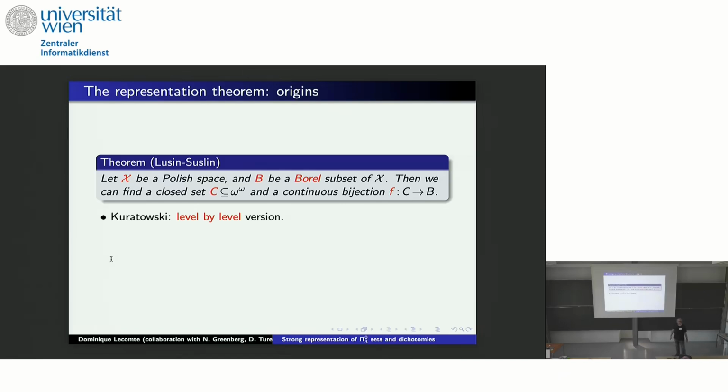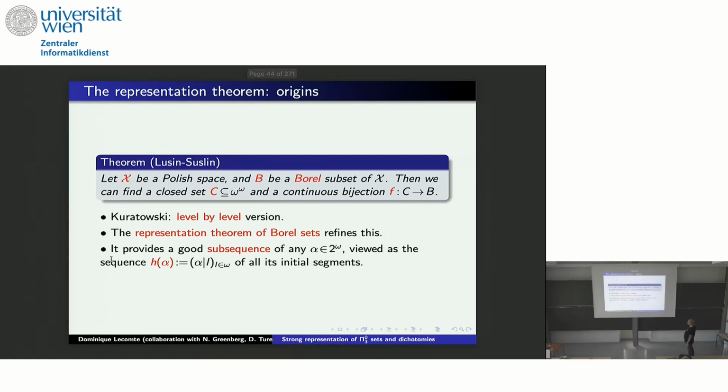Kuratowski proved a level-by-level version of this. Namely, if B is pi 0 psi, then the inverse bijection of F can be sigma 0 psi measurable. The representation theorem of Borel sets is a refinement of this Kuratowski result. So, in this representation machinery, we identify an element alpha of the Cantor space with the sequence of all its initial segments that I call H of alpha here. And the point of a representation is to extract good subsequences of this sequence of initial segments.